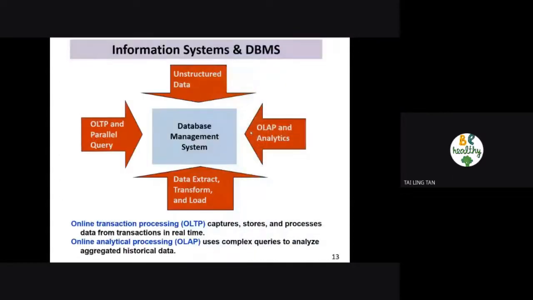Then I'll continue. We have this thing called a database management system. So after we know the relationship between data and information, we try to put all these things together. Whether we use online transaction processing or online analytical processing, or even unstructured data, we try to put everything together and make it one database management system.